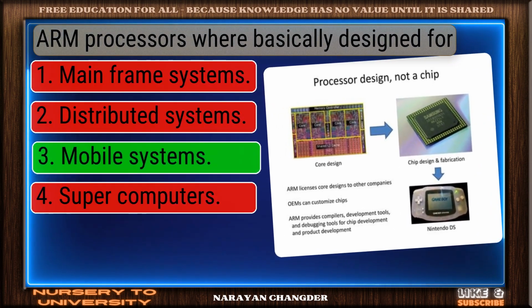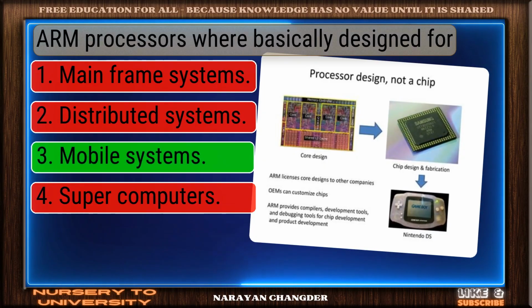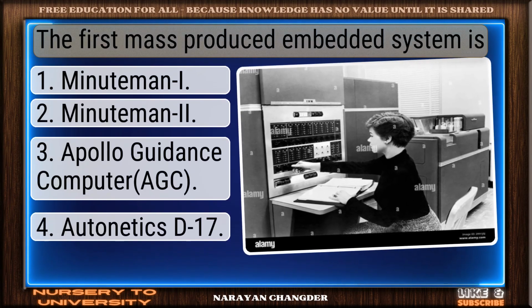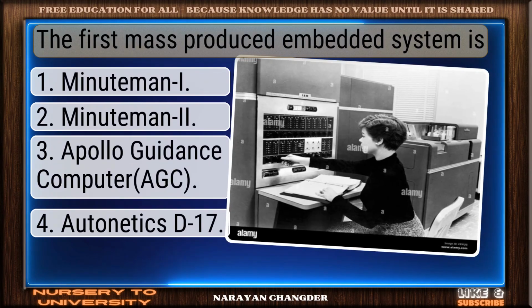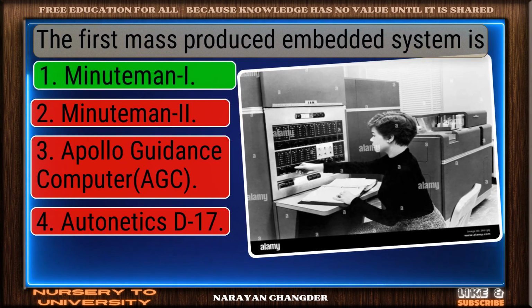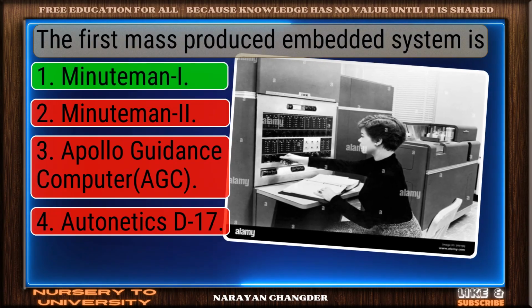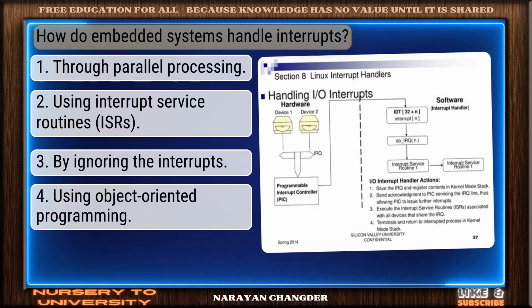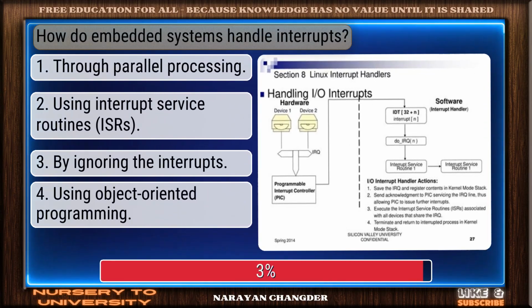Nice selection. Mobile systems is the correct and valid answer. Question number 51. The first mass-produced embedded system is? Well picked. Minuteman I is the correct answer. Question number 52. How do embedded systems handle interrupts?